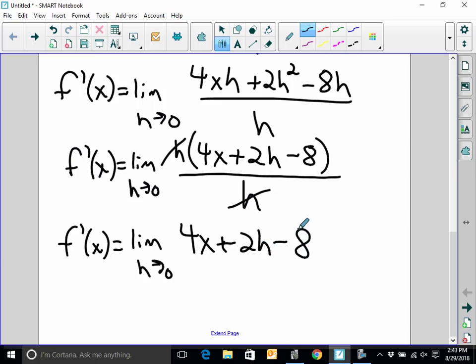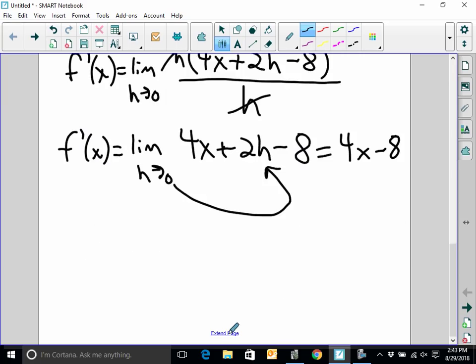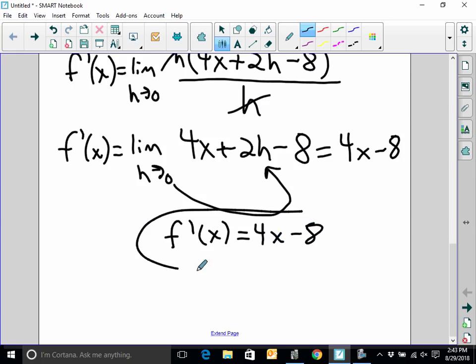Now, after we canceled when we did limits, our next step was, well, let's try plugging back in. Hopefully we got rid of our 0 over 0 situation. And when we plug in 0 for h, it's going to cancel out that 2h term, and we're going to be left simply with 4x minus 8. And right now, we have just found our first derivative.